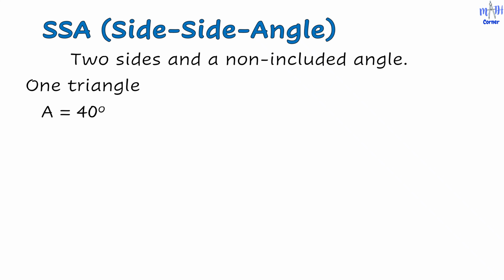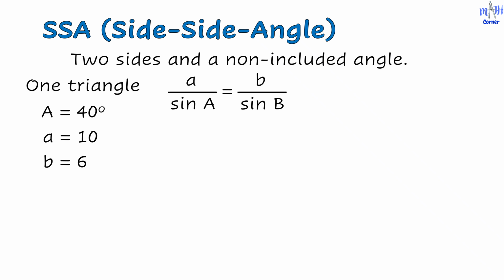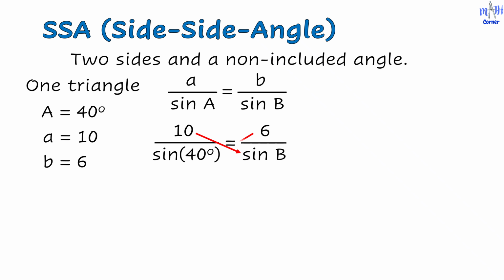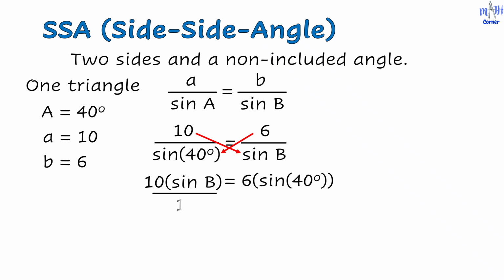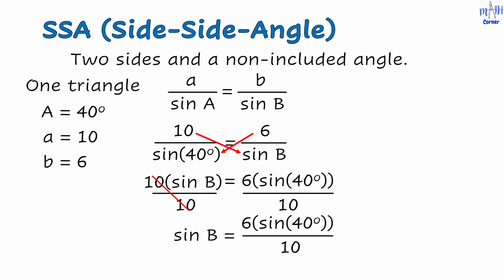SSA Case 2, one triangle. Suppose angle A is 40 degrees, side A is 10, and side B is 6. Apply law of sines. Let's use A over sine A equals B over sine B. Substitute. 10 over sine 40 degrees equals 6 over sine B. Cross multiply. 10 times sine B equals 6 times sine 40 degrees. Divide both sides by 10.